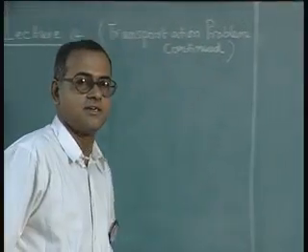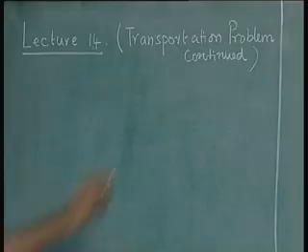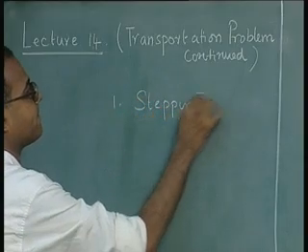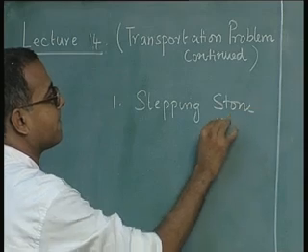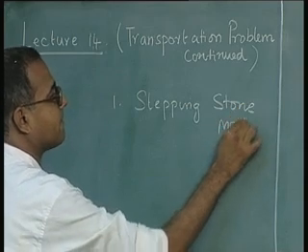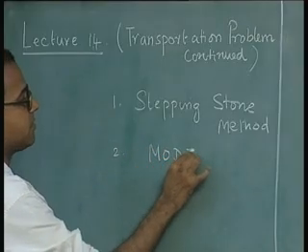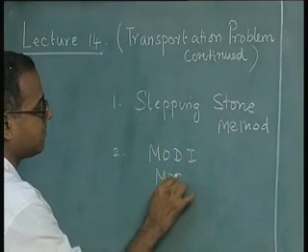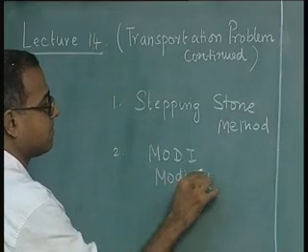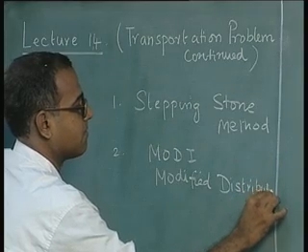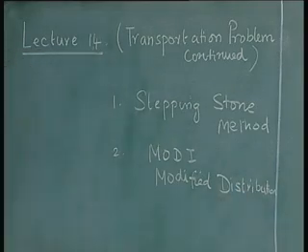We continue our discussion on the transportation problem, and today we look at two methods to get the optimal solution from a starting basic feasible solution. These two methods are called the stepping stone method and the modified distribution method, also called MODI. Now let us look at the stepping stone method.